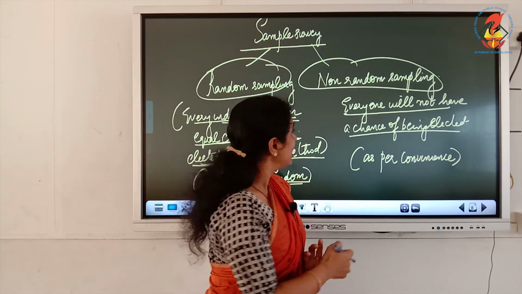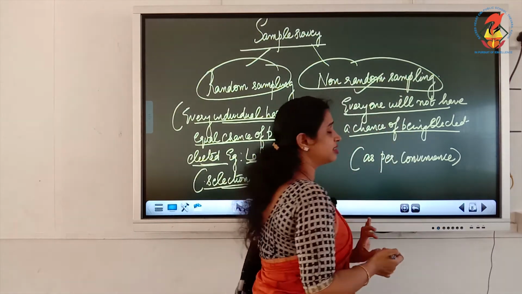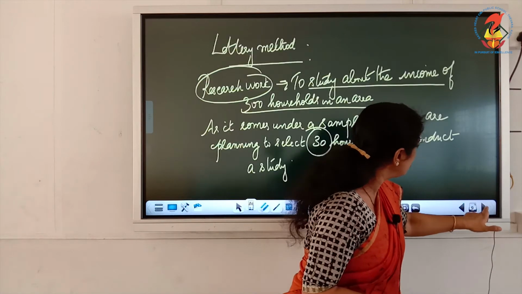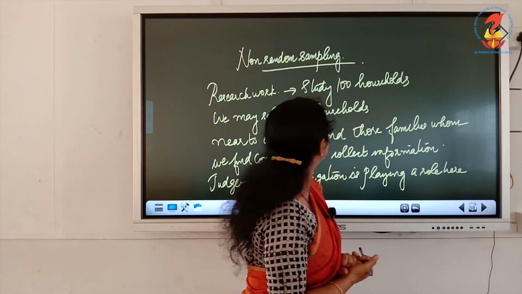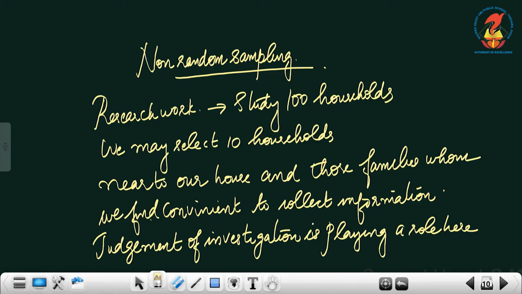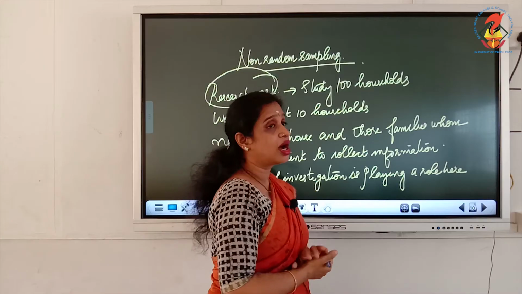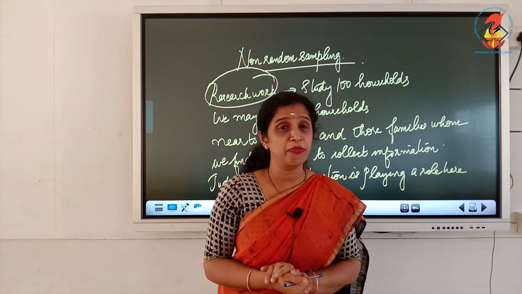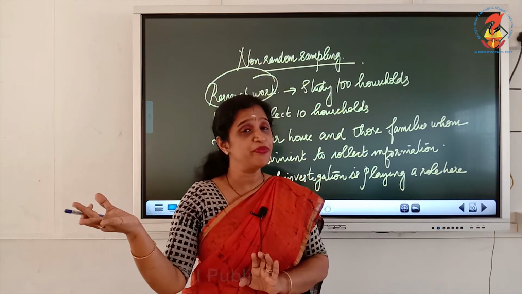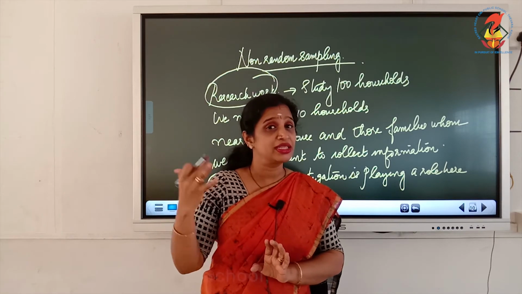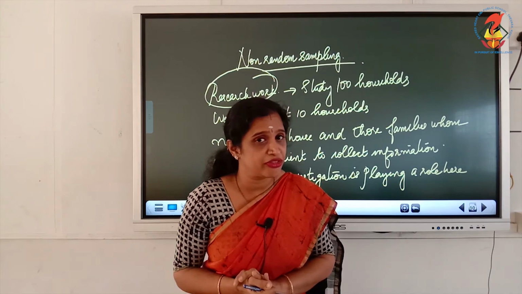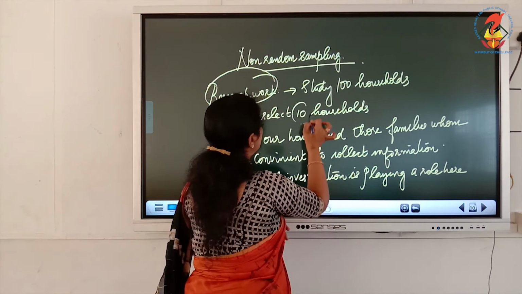But in the non-random sampling method, this kind of possibility is not there. Here everyone will not get a chance of being selected. Instead of that, what is happening here? Let us see. The example is research work. You are asked to do the research work of 100 households. As it is a sample survey, we are not going to collect the information from all the 100 households. Instead of that, you will be collecting the information from, say for example, 10 households.